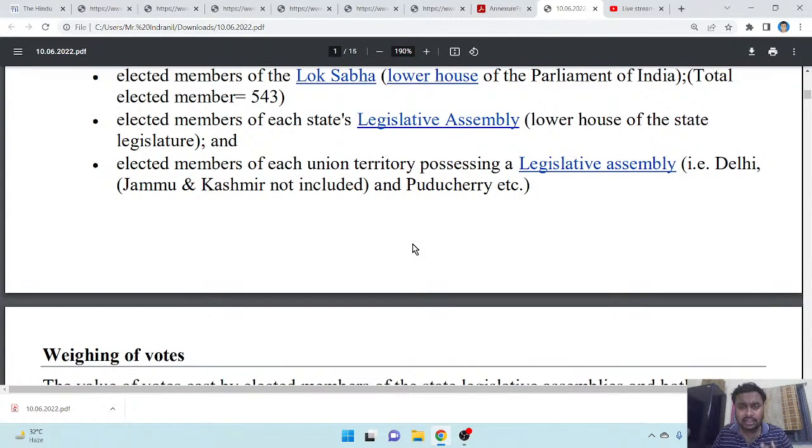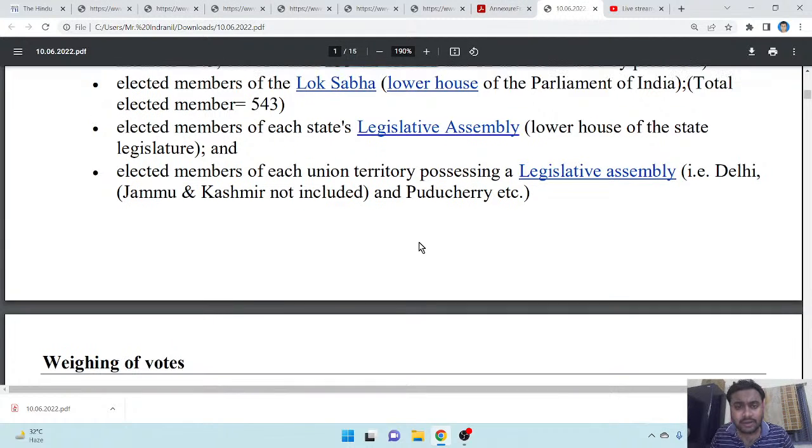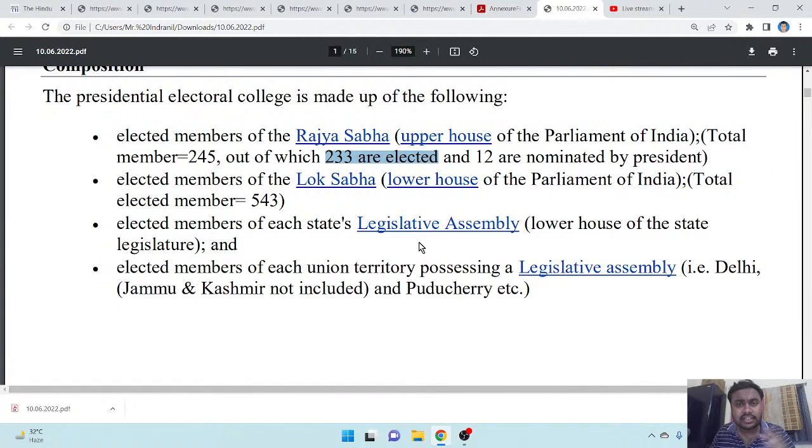Okay, so all the elected members of Rajya Sabha, that is 233, all the elected members of Lok Sabha, that is 543, and all the MLAs, the elected members of state Vidhan Sabhas as well as Delhi and Puducherry's legislative assemblies will take part in the presidential election procedure, that is called electoral college.